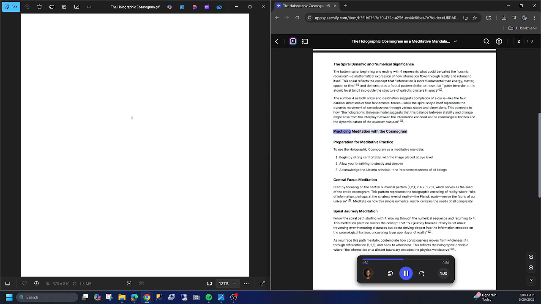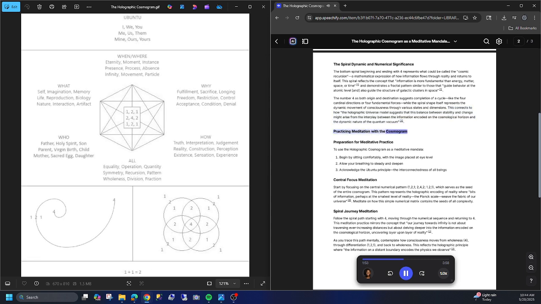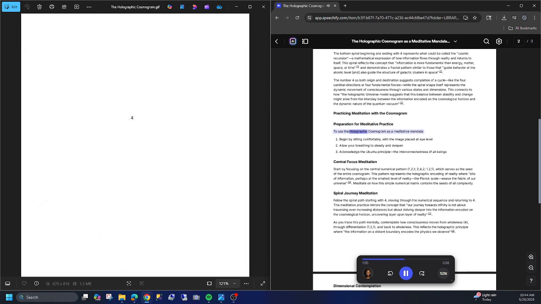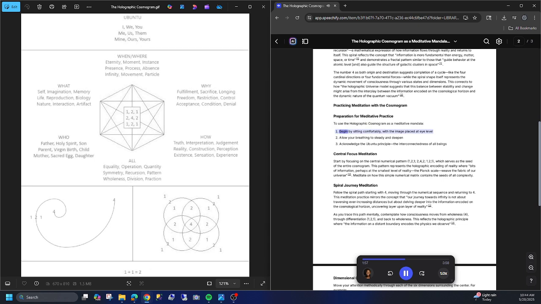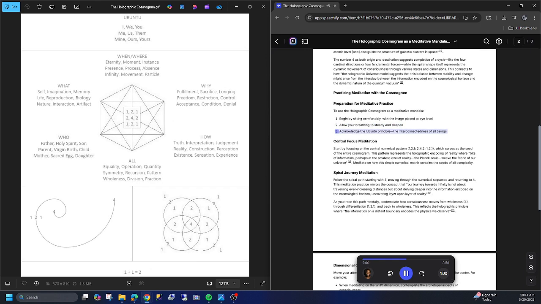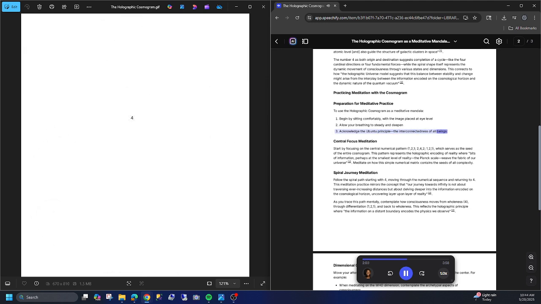Practicing meditation with the cosmogram. Preparation for meditative practice. To use the holographic cosmogram as a meditative mandala: 1. Begin by sitting comfortably, with the image placed at eye level. 2. Allow your breathing to steady and deepen. 3. Acknowledge the Ubuntu principle, the interconnectedness of all beings.